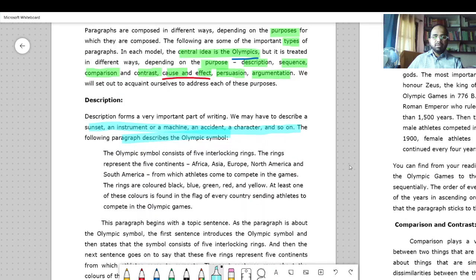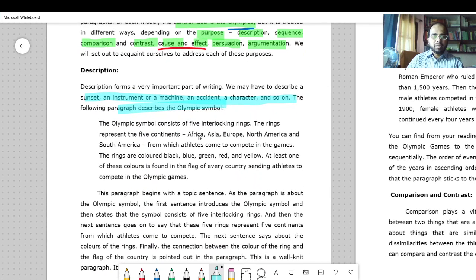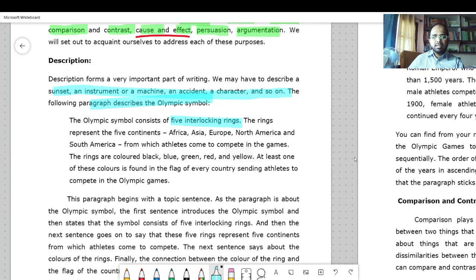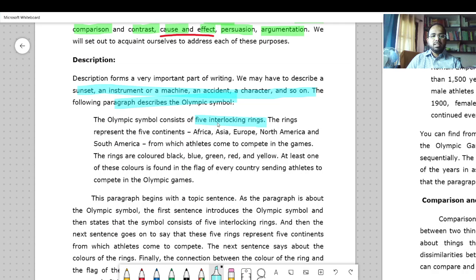The Olympic symbol consists of 5 interlocking rings. The rings represent 5 continents. Okay, we are aware of these 5 continents. What are the 5 continents? They are Africa, Asia, Europe, North America, and South America.